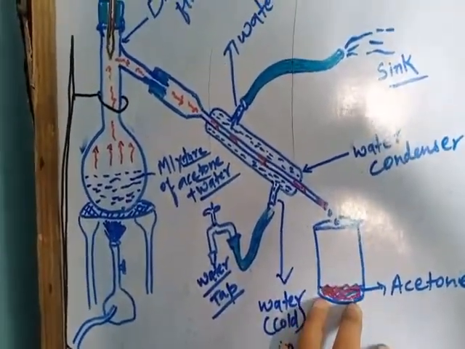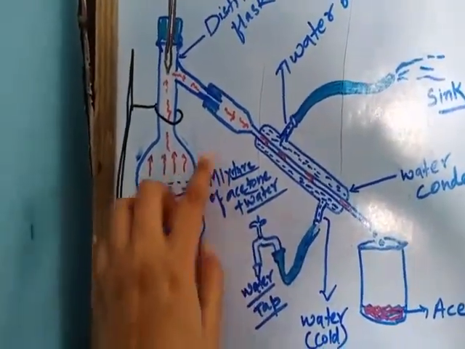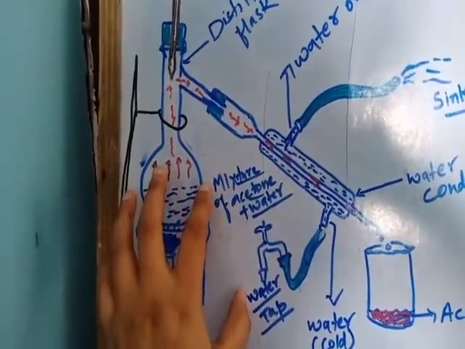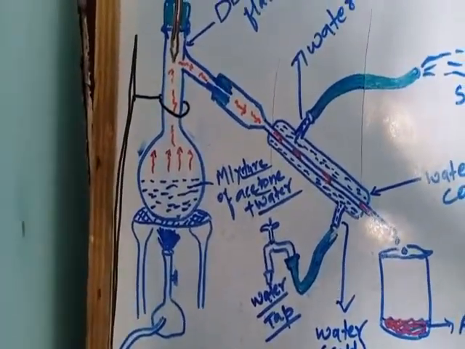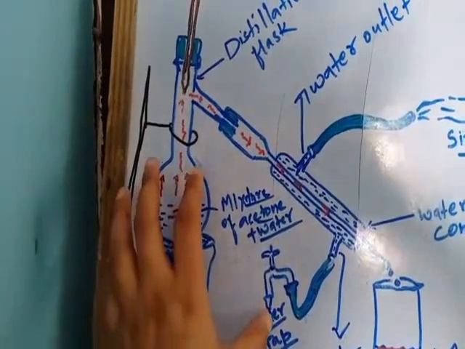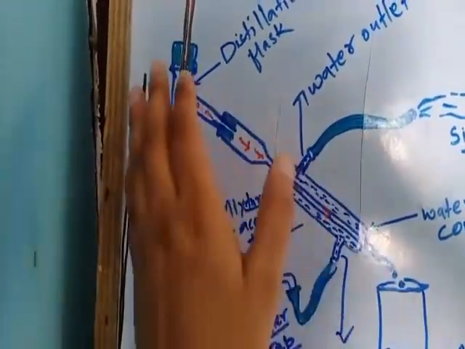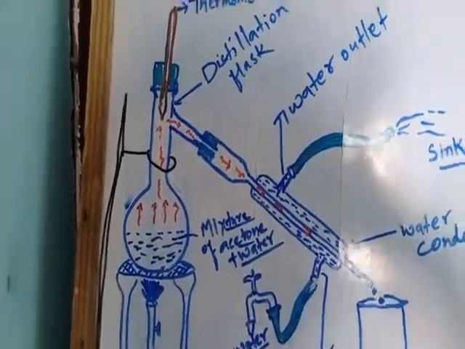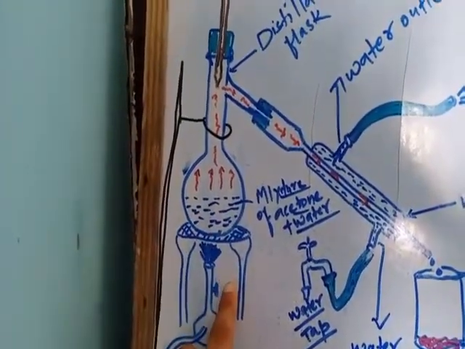So in this way we can separate the acetone from water. Here you can see that water is still there. One should be very careful that when we see that all the acetone has vaporized, converted into liquid state and been collected in the beaker, then we should switch off the burner.